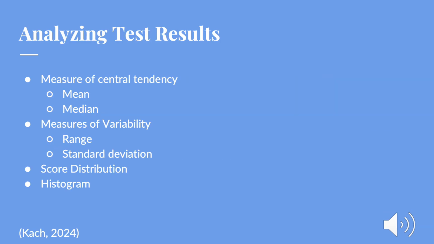Once the exam is complete, results should be carefully analyzed. This involves using measures of central tendency such as the mean and the median to understand the overall performance. For example, if the median shows a positively skewed distribution, this could mean that the test was difficult for students. Measures of variability, including the range and standard deviation, also help show how spread out the scores are. Score distributions can be graphed using histograms, making it easier to see patterns such as whether most students performed well or struggled. These methods provide valuable insight into the effectiveness of the test.